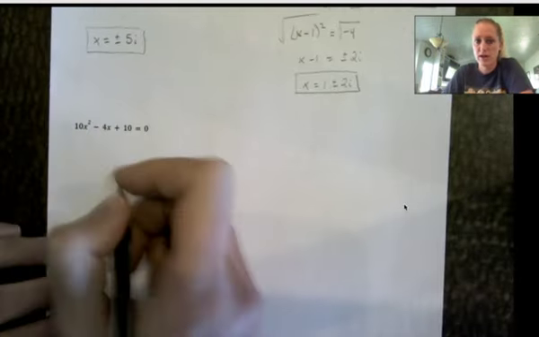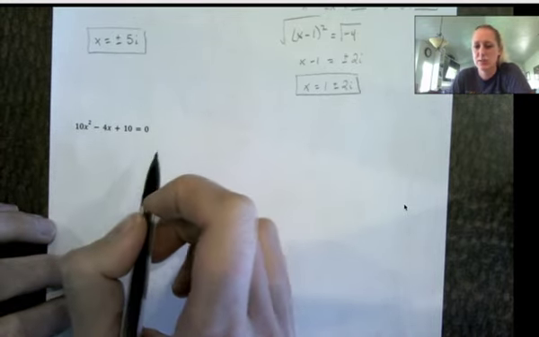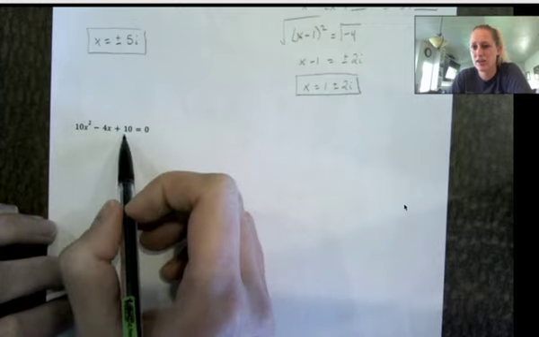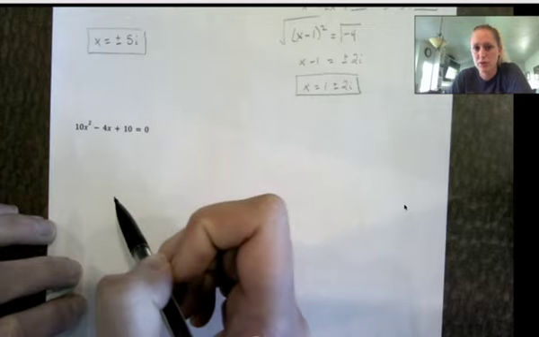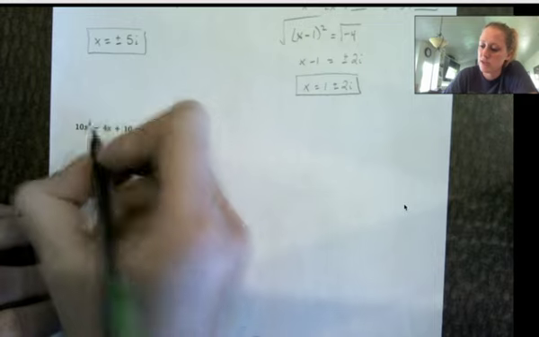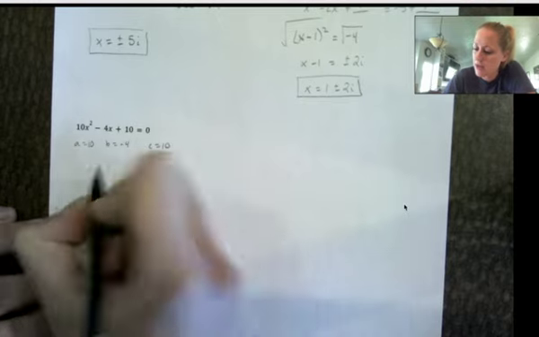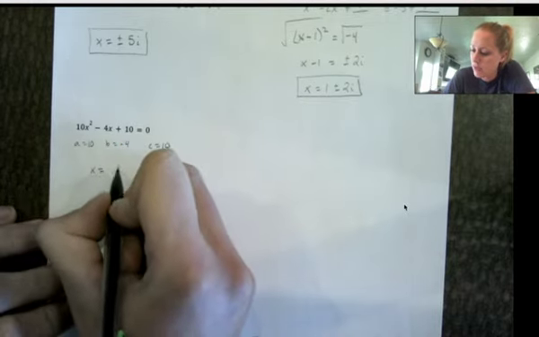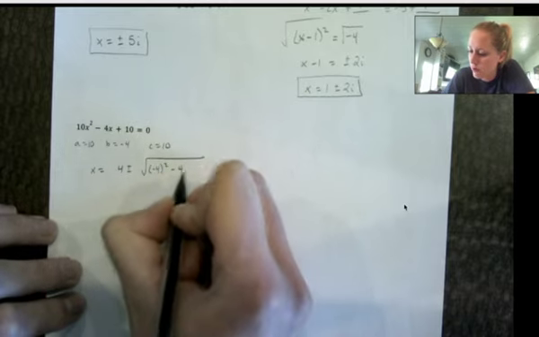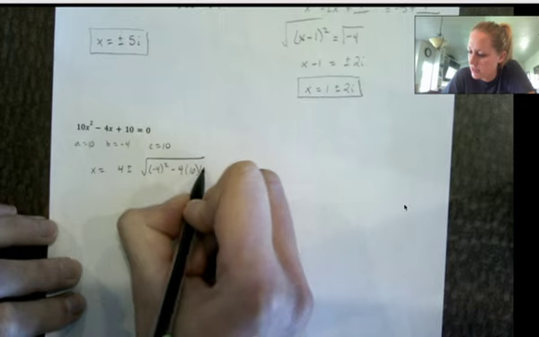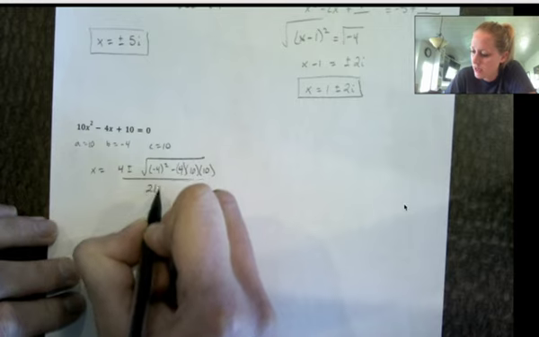All right, okay, this one's already in standard form. It doesn't appear super easy to factor because 10 times 10 is 100, and coming up with numbers that multiply or add together to be negative 4 is hard. I'm going to go ahead and use the quadratic formula. So a here is 10, b is negative 4, c is 10. So x is equal to negative b plus or minus the square root of b squared minus 4 times a times c, all over 2 times a.